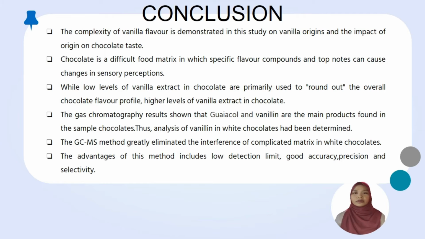The gas chromatography results showed that glycol and vanillin are the main products found in the sample chocolate. Thus, analysis of vanillin in white chocolate had been determined. The GC-MS method greatly eliminates the interference of the complicated matrix in white chocolates. The advantages of this method include low detection limit, good accuracy, precision, and selectivity.